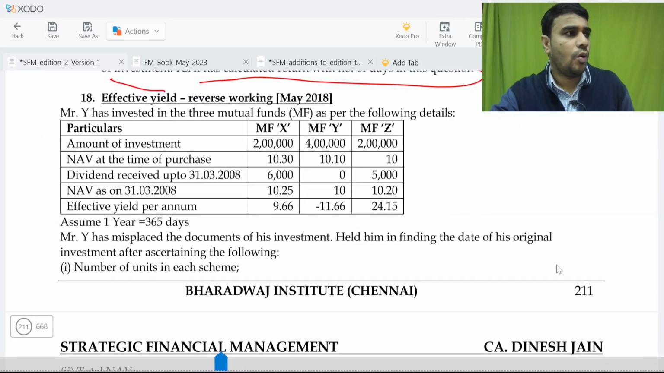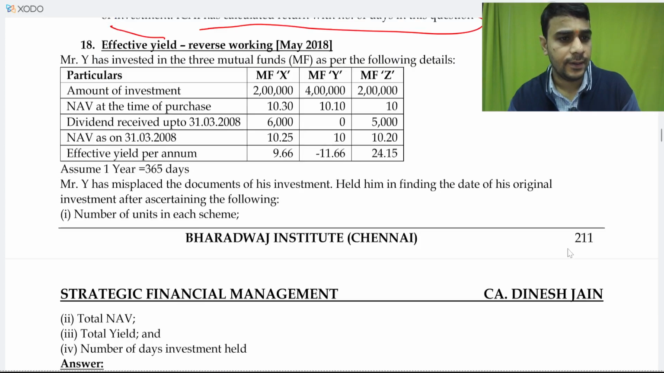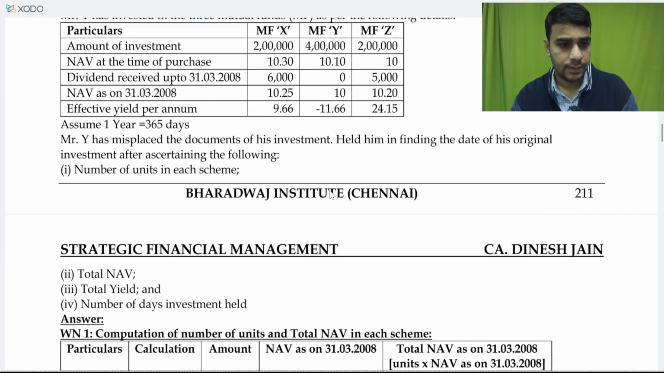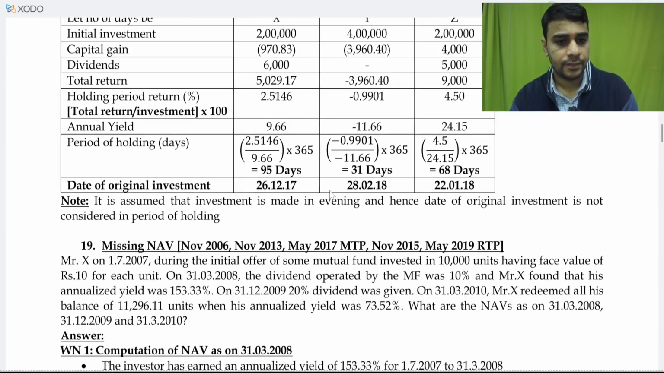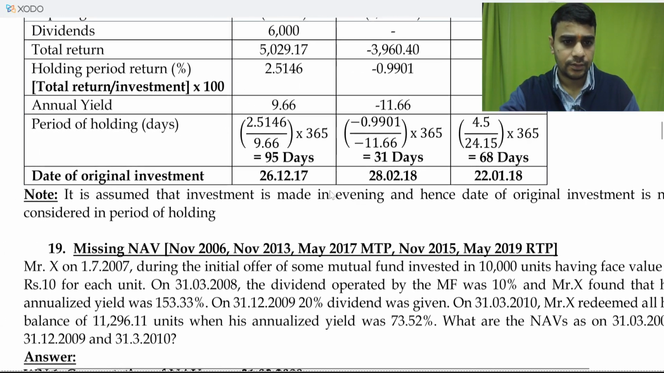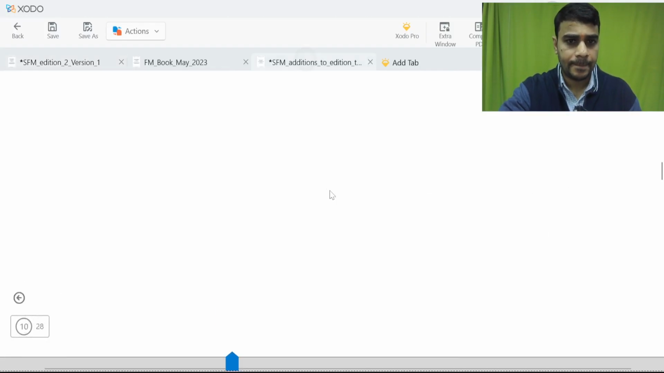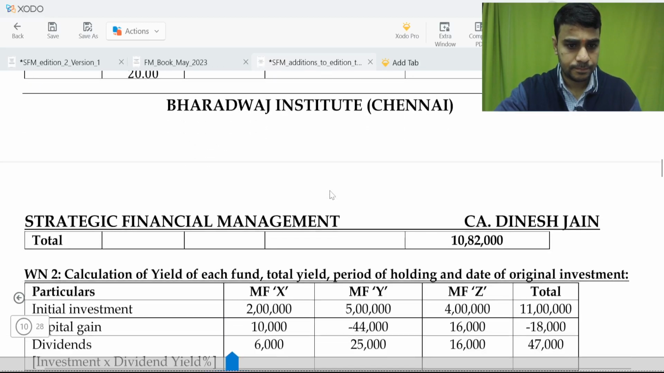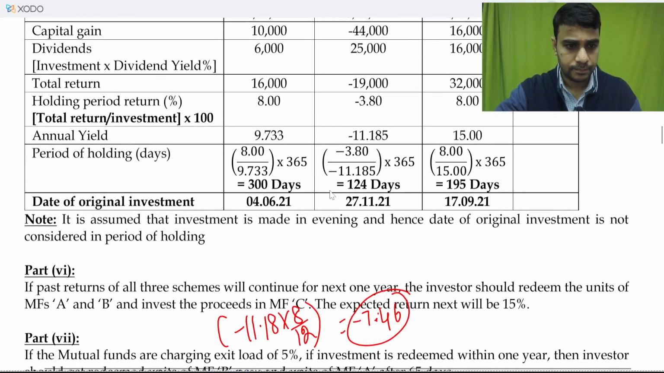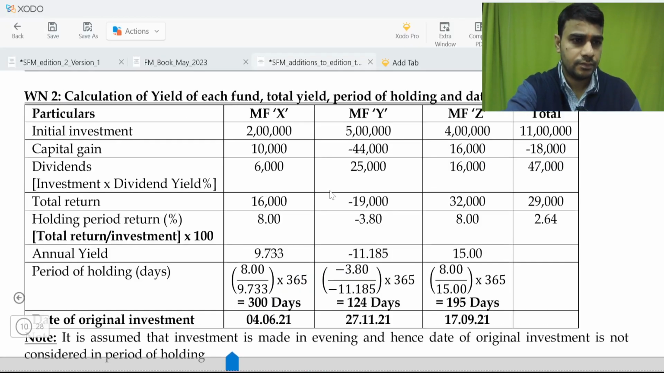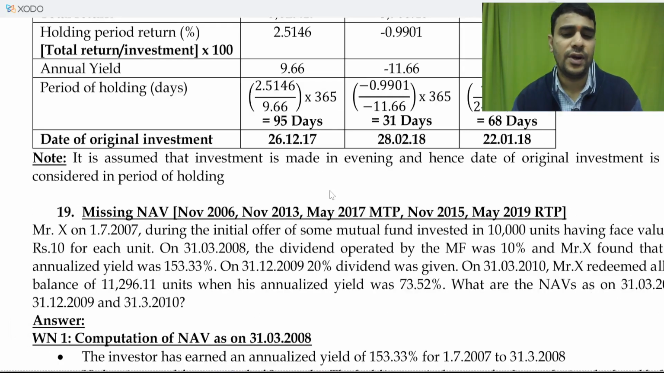Question 18 is homework. It is a similar question to what has been done here. Let's come to 19. Go through question 19. Guys, no discussion, please.